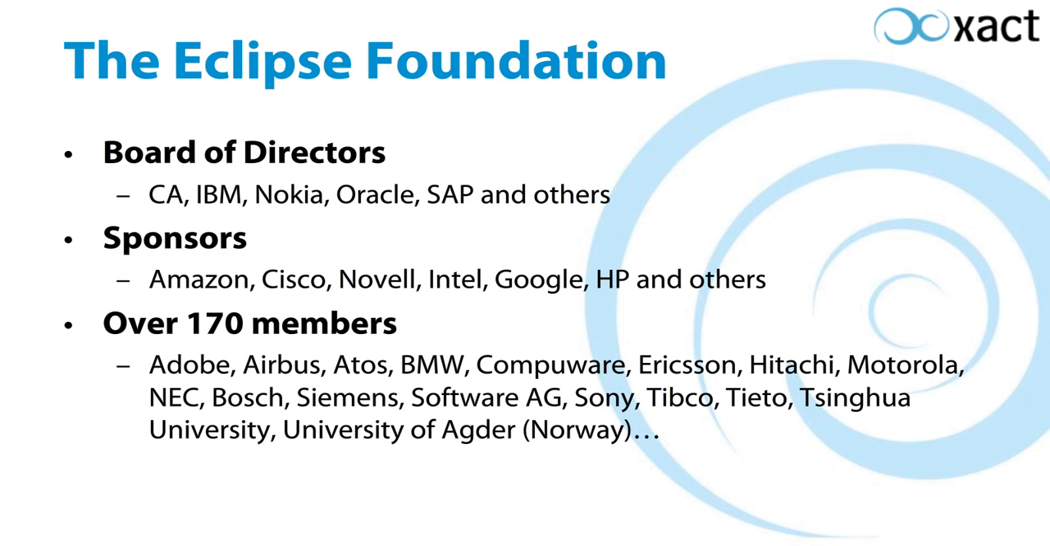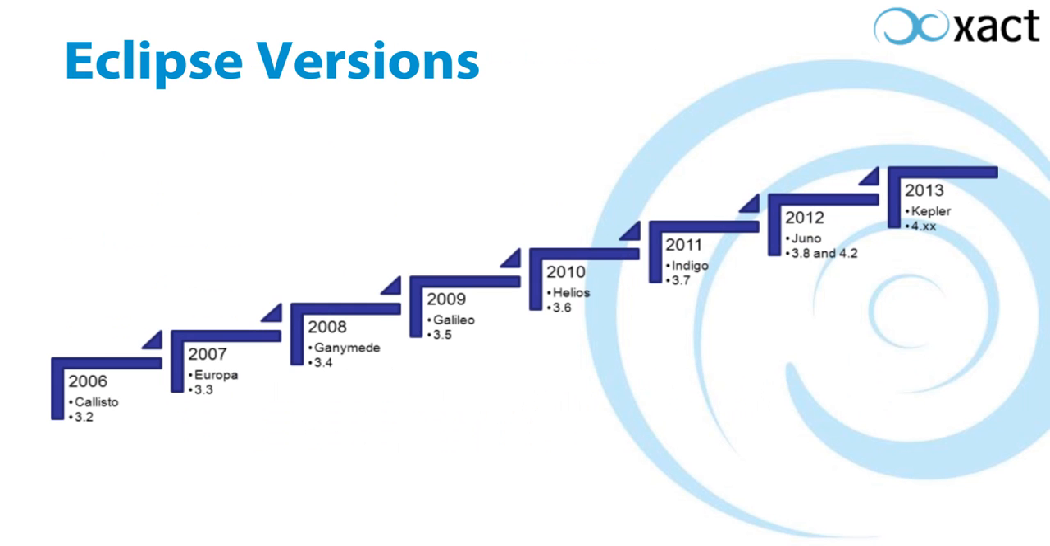The board of directors of the Eclipse Foundation includes members like CA, IBM, Nokia, Oracle, and SAP. There are sponsors like Amazon, Cisco, Novell, Intel, Google, HP, and there are over 170 members including IT companies, user companies, and universities. Since 2004, Eclipse has released a new version each year in June. Since 2006 they have had nicknames, mostly names of the moons of Jupiter. RDZ currently runs on top of Eclipse version 3.6 and requires a Java version from IBM.